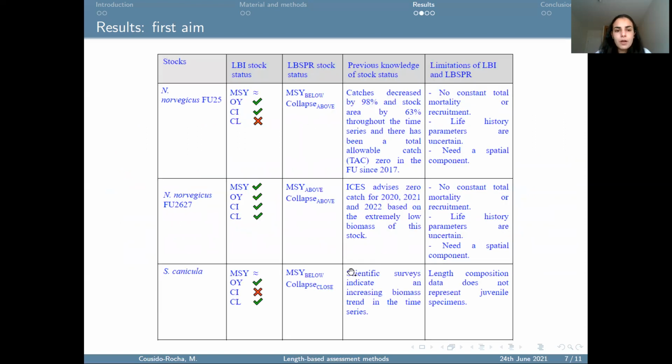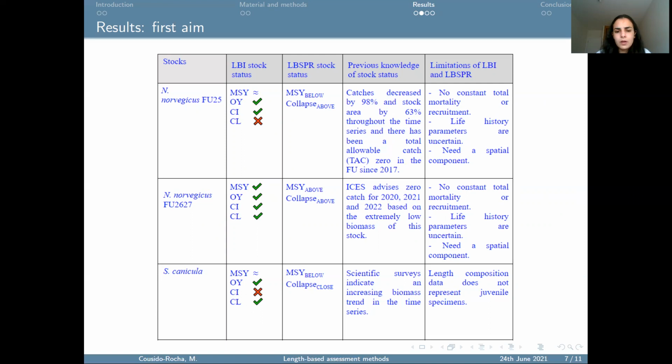For Nephrops in functional unit 25, previous knowledge of the stock status is that catches decreased by 98% through the time series, and that now the total allowable catch is 0. The LBI and LBSPR results are not consistent with this previous knowledge since their results lead to a more optimistic stock status.